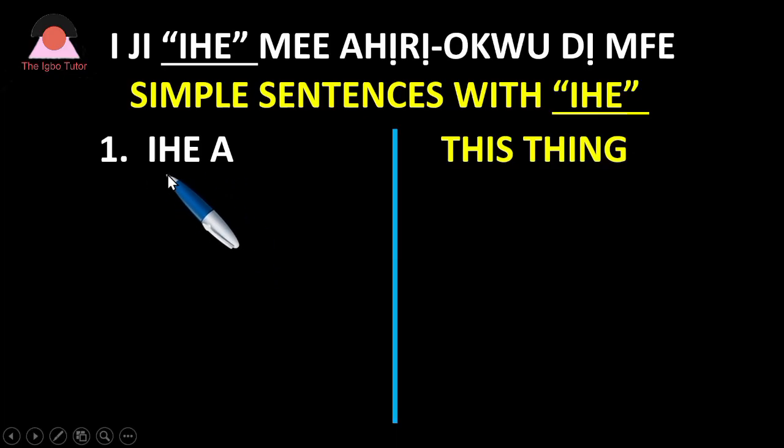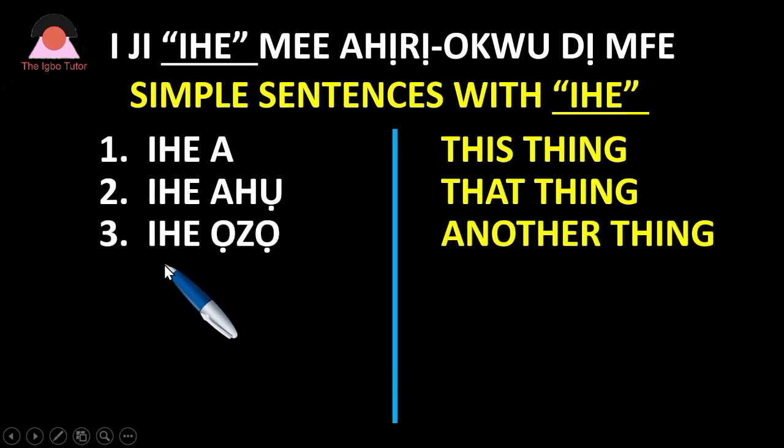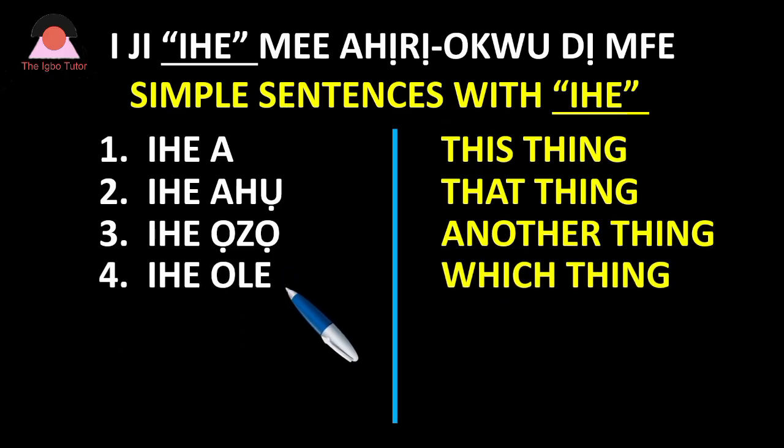You don't pronounce it as IHE-a. The two are pronounced together, but the A sound must come out distinct. Number 2 is IHE ahu, that thing. Number 3 is IHE ozo, another thing. Number 4 is IHE ole, which thing. Sometimes it's also used for what thing, okay?